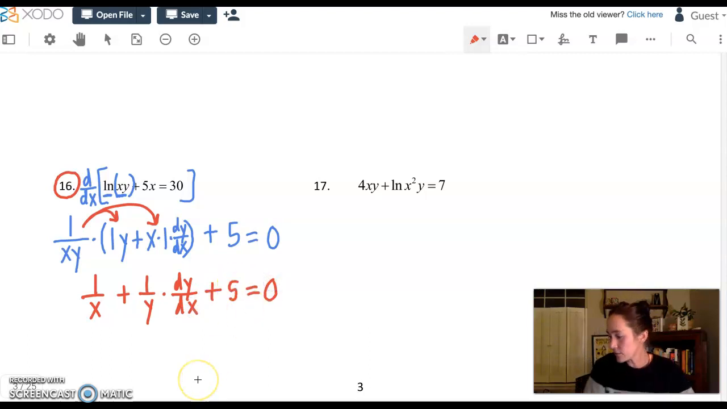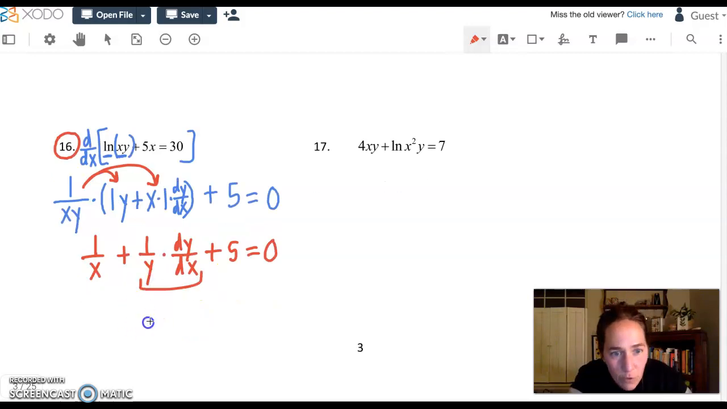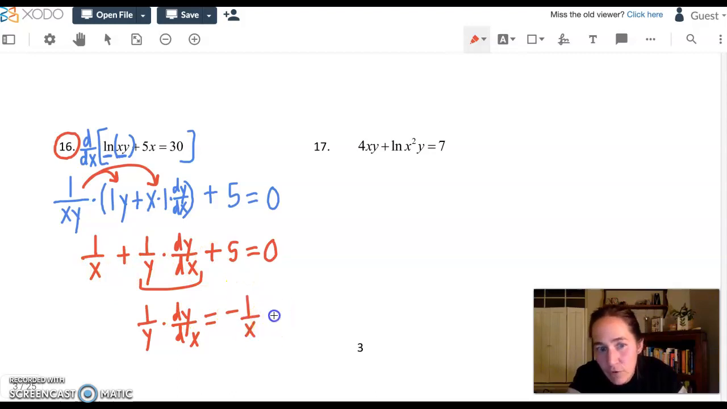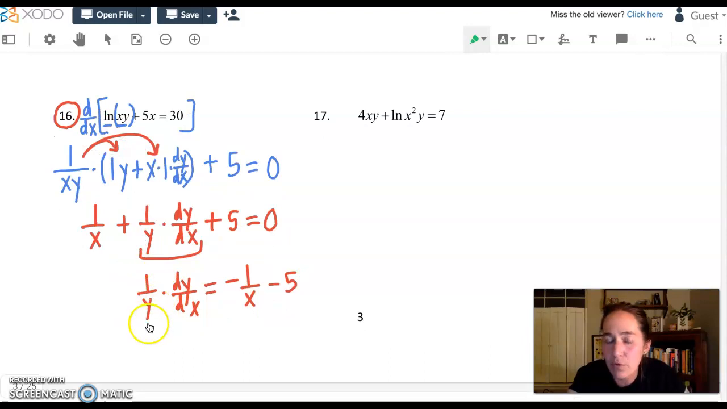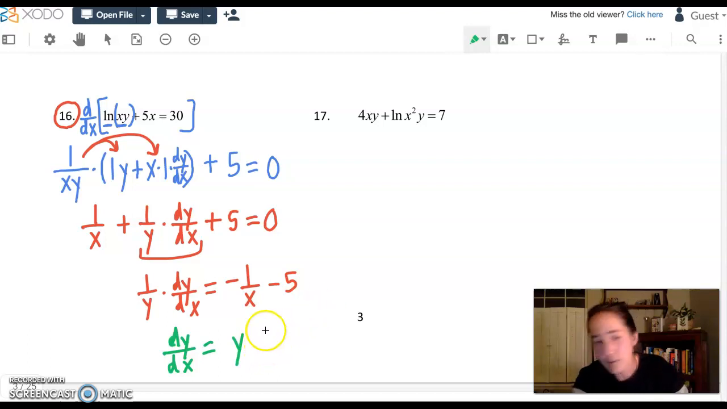Get everything that doesn't involve a dy dx to the other side of the equation so that we can solve easily for dy dx. So I'm going to leave this term on the left, 1 over y, dy dx. You have to admit this is kind of fun, no? And then we're going to move the 5 and move the 1 over x. So subtract both of those guys over. Negative 1 over x minus 5 equals that expression. Last but not least, we can multiply both sides by y to get rid of the fraction on the left side. So you have dy dx now equals y times both of these terms. So y times negative 1 over x minus 5.